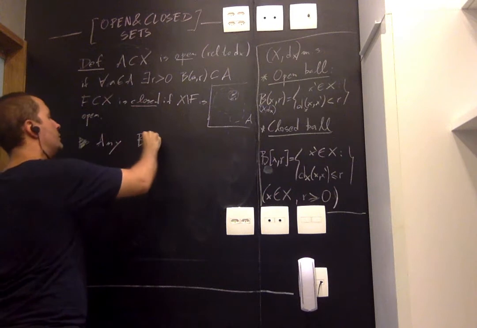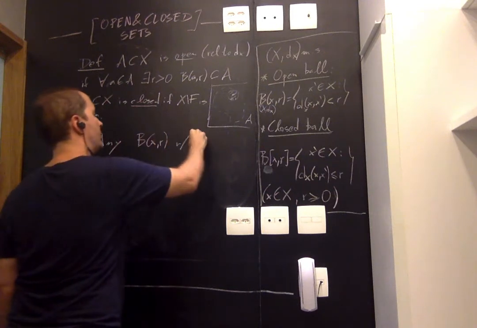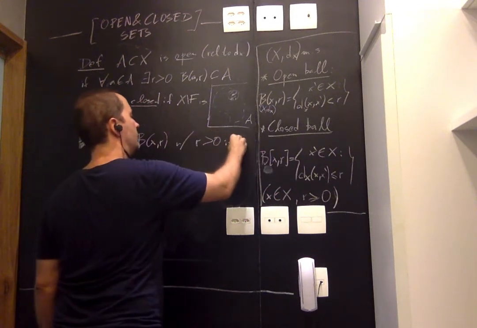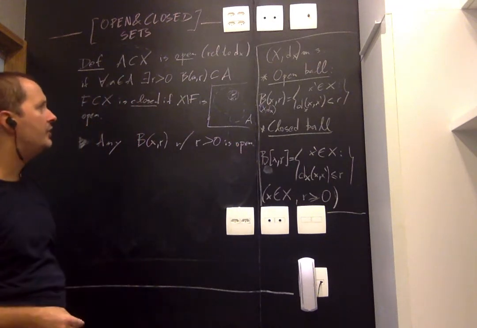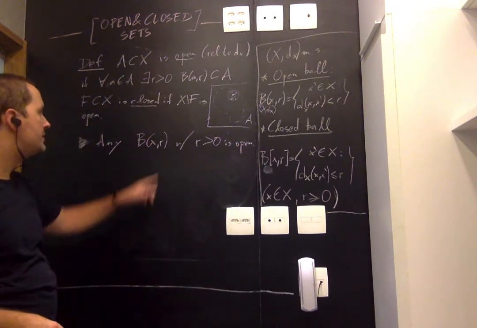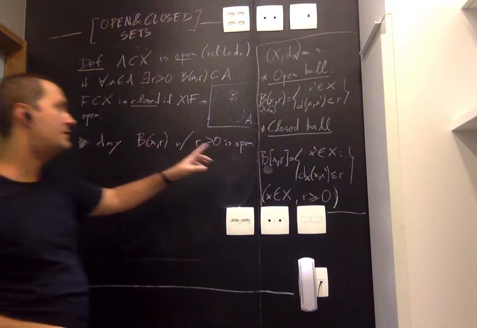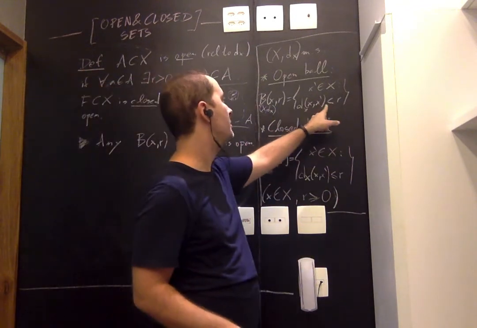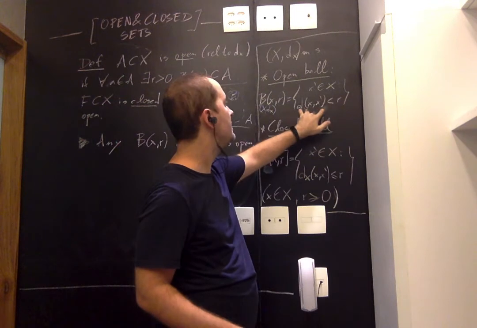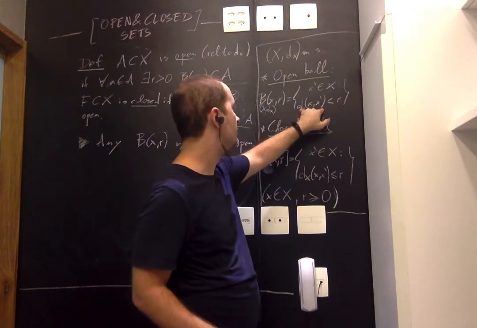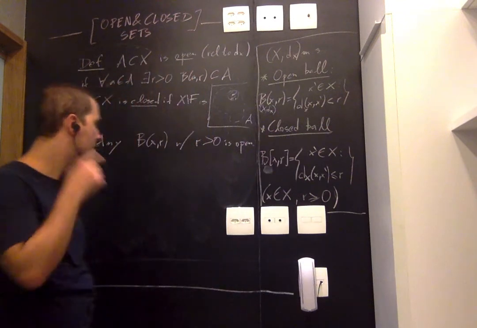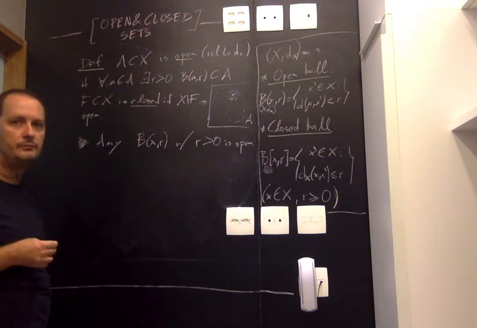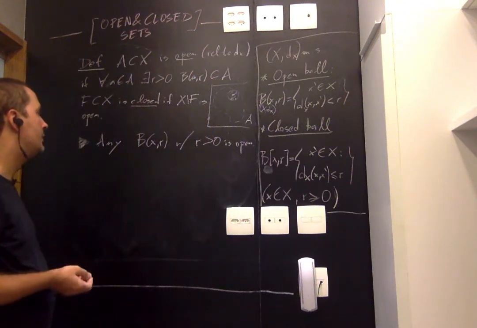Okay, any open ball with positive radius is open. Now, look, you can define open balls with zero radius as well, right? The definition makes sense, but it turns out that such balls have to be empty. Distances are always greater than or equal to 0, so if you have less than 0 here, there will be no x prime satisfying this condition. So there's not much to be done with balls with radius zero.